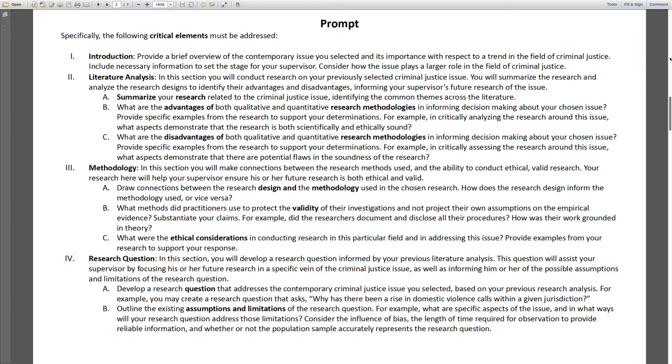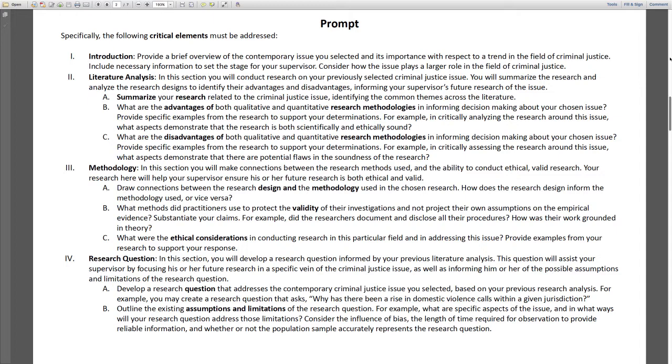The second part of the paper is the literature analysis. You need to summarize your research related to the criminal justice issue, identifying common themes across the research. What are the advantages of qualitative and quantitative research methodologies? Okay. What are the disadvantages of it? That's milestone number 2.